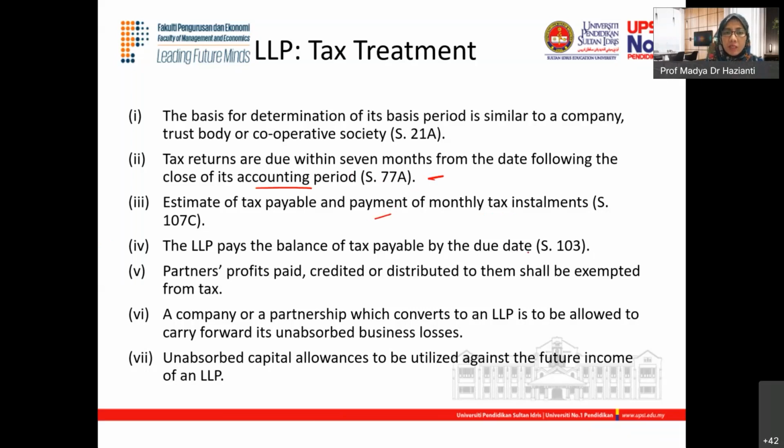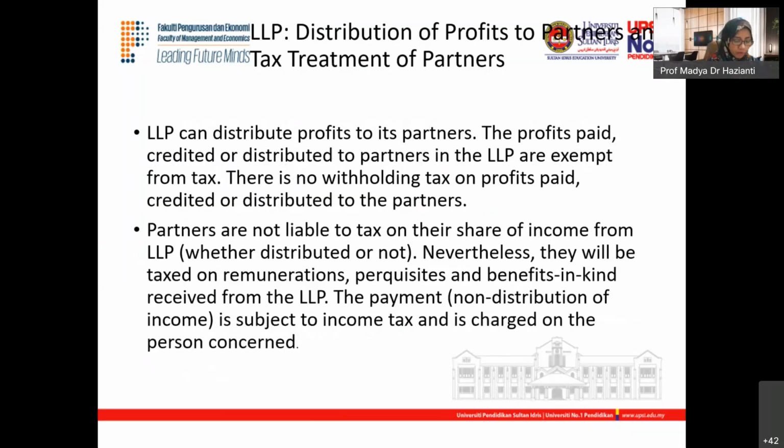Pays the balance by the due date. Profit credited, distributed shall be exempted from tax. A company or a partnership which converts to an LLP is to be allowed to carry forward its unabsorbed business losses. Okay, so ini untuk LLP lah. So LLP can distribute profits to its partner. Macam tadi kita tengok kan, they can distribute profit and the profit is exempted from tax, which is good.